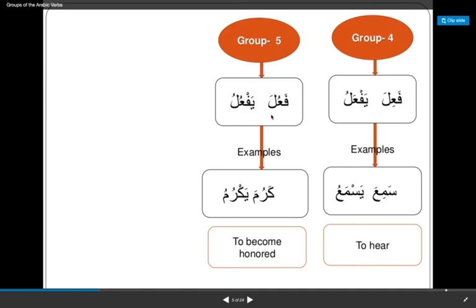For group 5, it's also a 3-letter verb. Here the difference is in the past: instead of having a kasra like group 4, here we have a dhamma. So we have fa'ula, yaf'ulu. Examples of this group: karuma, yakrumu. It means to become honored.